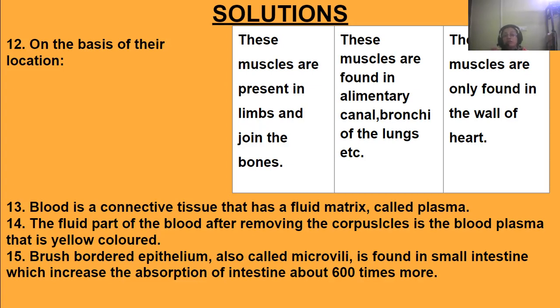the muscles which are present in the limbs or the joints, where they are joining the bones, we can control them. We can restrict our movement, or we can increase our movements. And the muscles which are found in the heart, they are only found in the wall of the heart. Cardiac muscles are found only in the walls of the heart, and are responsible for the rhythmic movement of the heart.